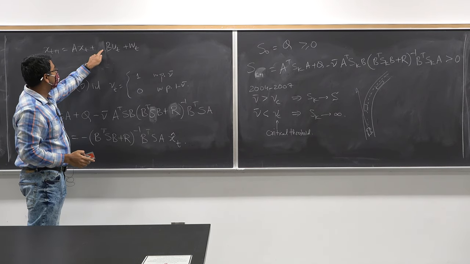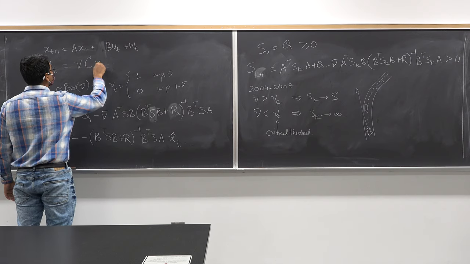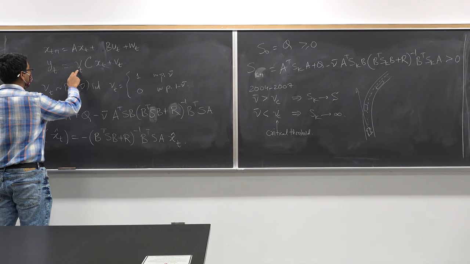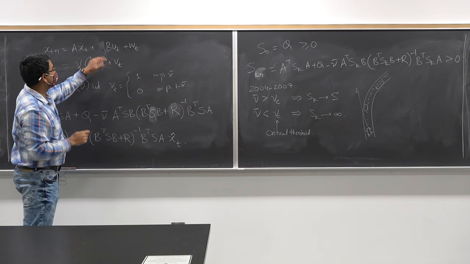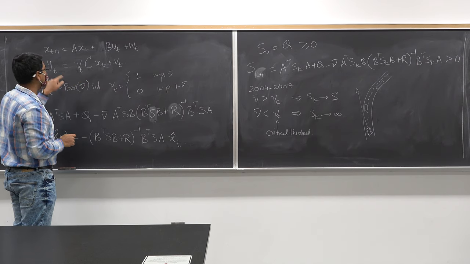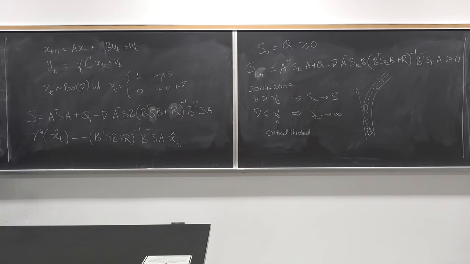packet drops at the controller's end. Now I'm going to talk about packet drops at the sensor level. So the control signal is going through without any problem, but the observations are dropping in the network. Now the problem is not of control, but of estimation. How do you estimate the state? How do you compute this x hat t from all the information that is available at the adversary? That is covered in this handout that I have given to you.